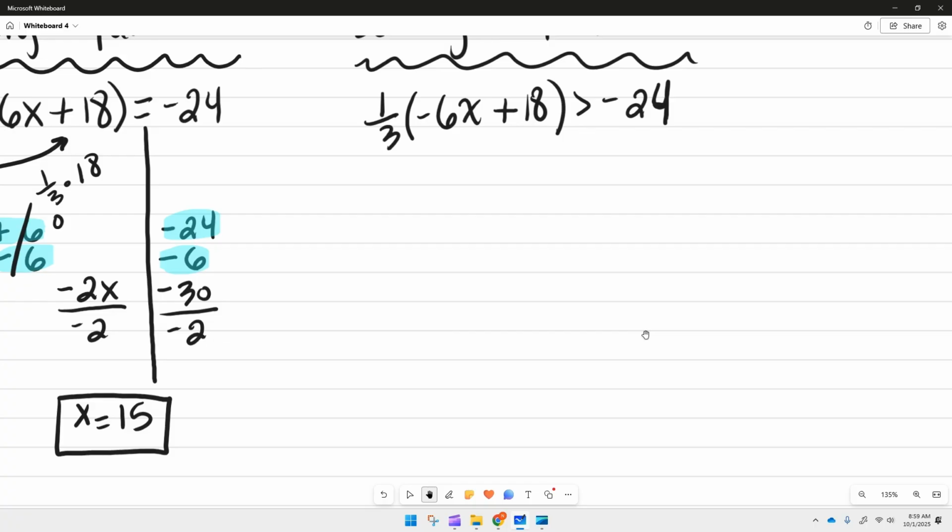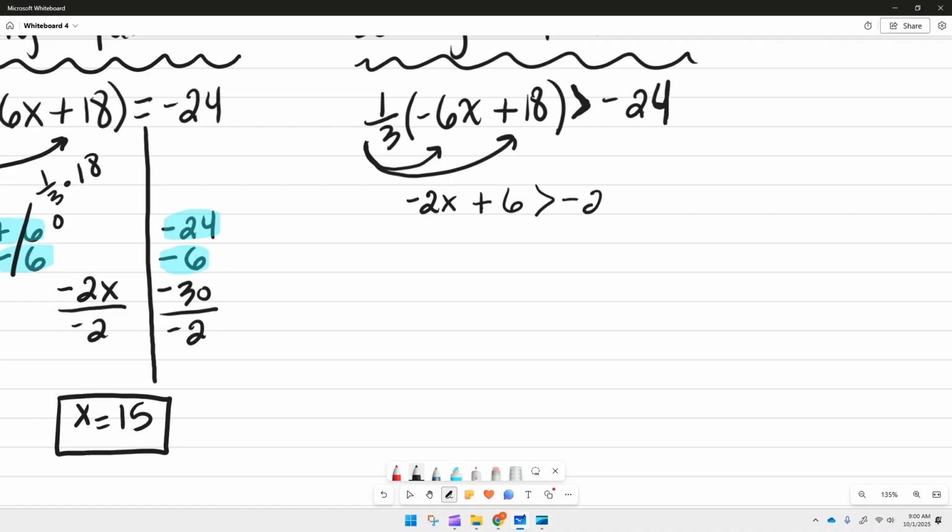There are some interesting things that happen that make this a very special inequality. First of all, our symbol is not an equal to. It is only a greater than symbol because it's going to the right. And when it's a greater than symbol, then it's not going to be equal to whatever value we find. Now we're still going to do all the same steps that we did before. So I'm going to do one third times negative 6, which is going to become negative 2x. And I'm going to do one third times 18, which is going to give me positive 6. And then that's going to be greater than negative 24.